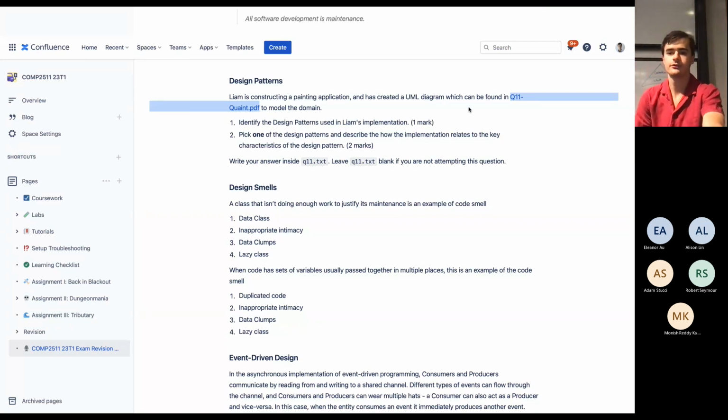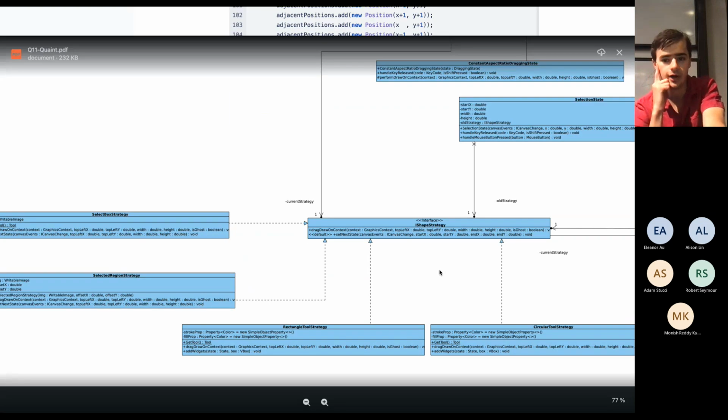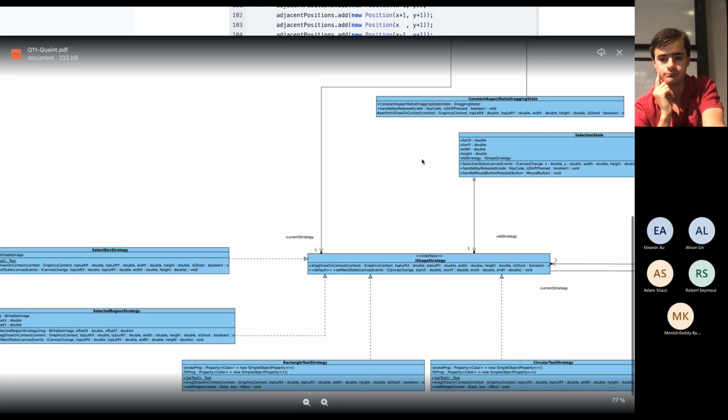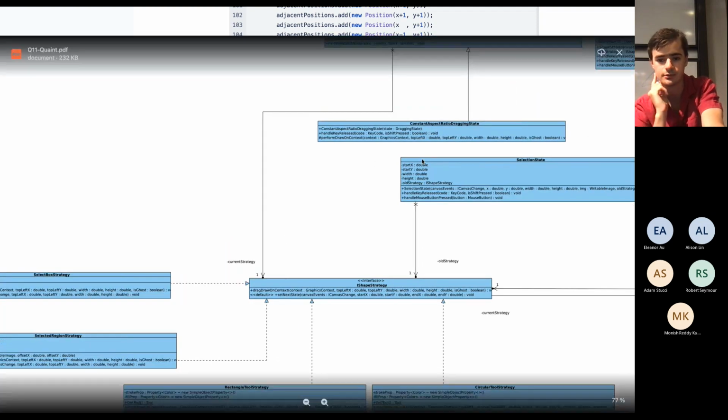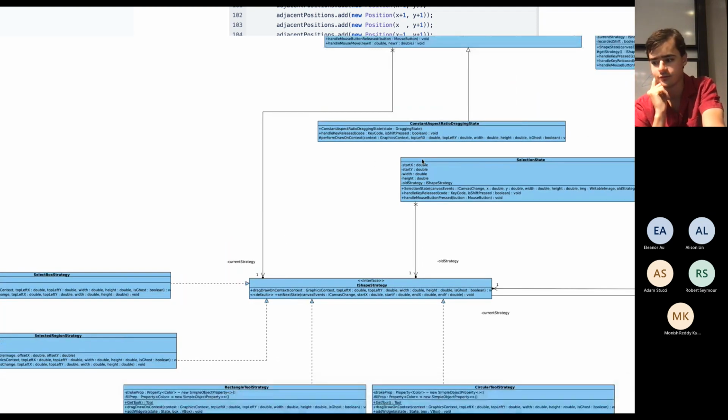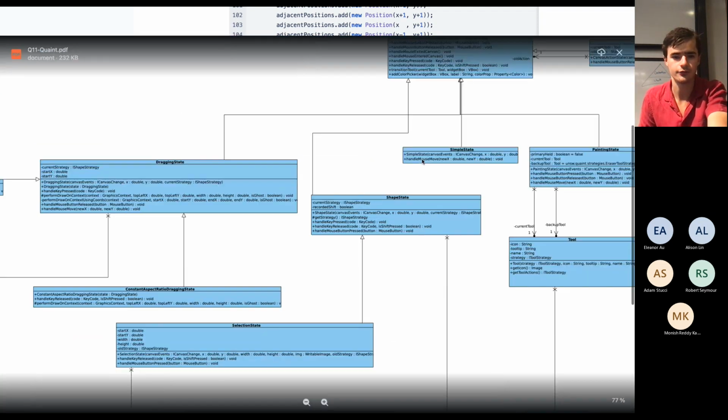So this one, you basically just have to look at the diagram and say, okay, well, let's say we pick the strategy pattern. Every single design pattern has some key characteristics. If you watch any of the other live streams, I go through what those characteristics are. I haven't had my head in this course all term, so I probably couldn't tell you what they are off the top of my head.